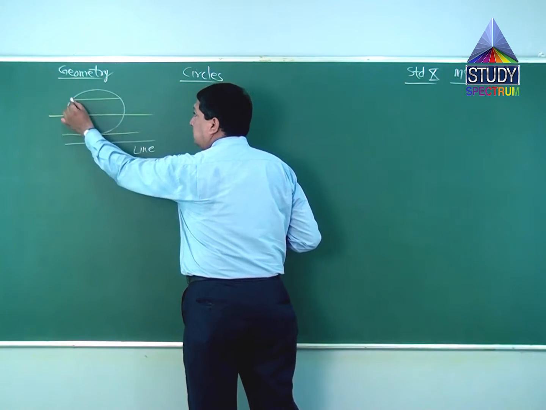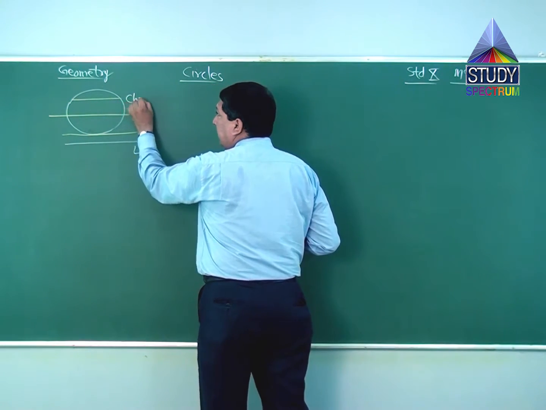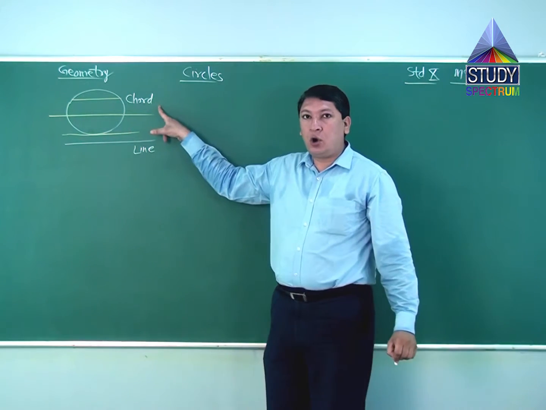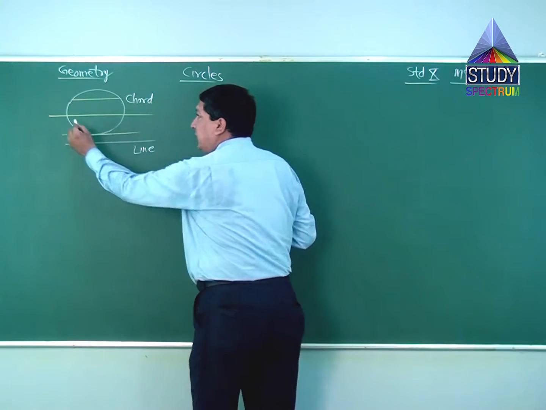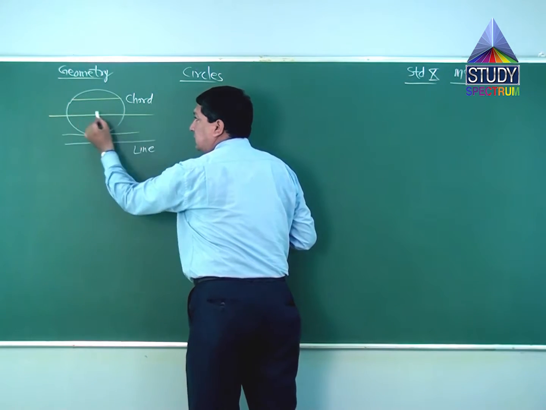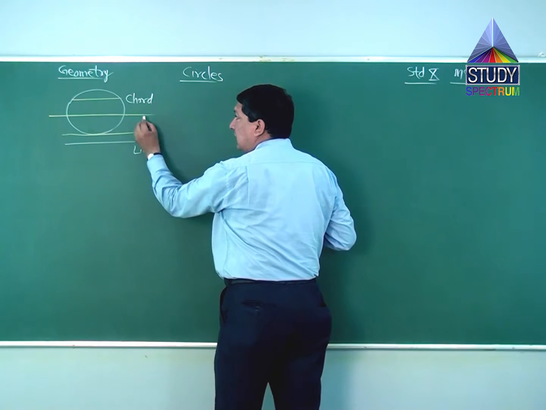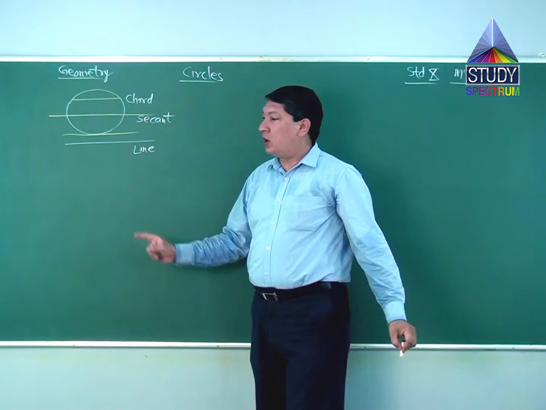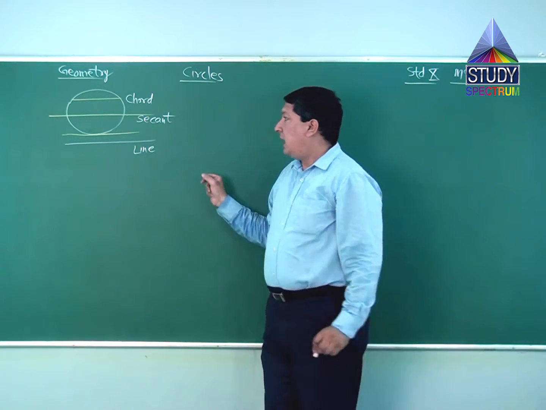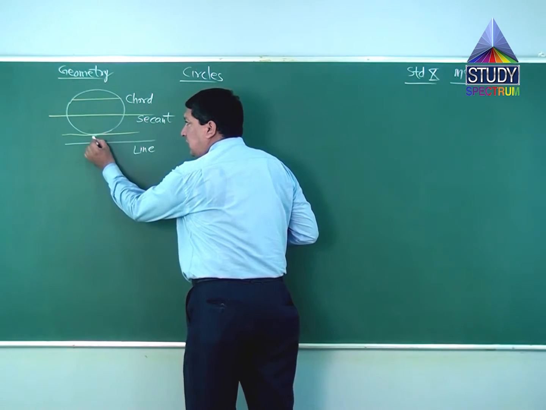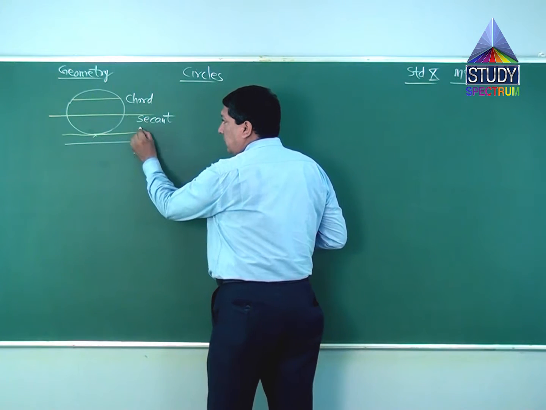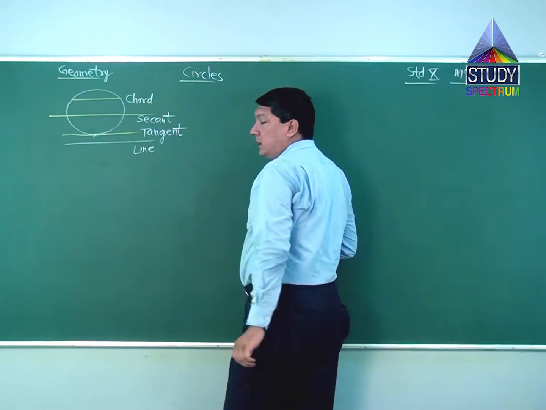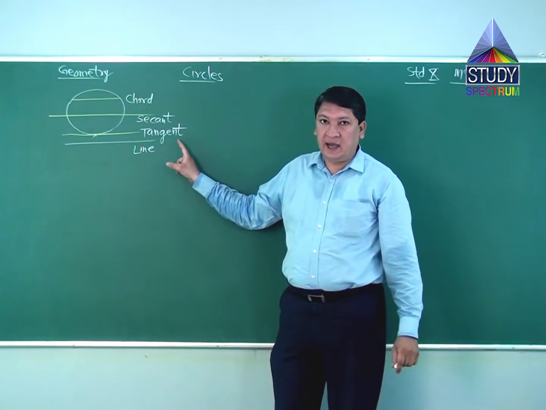This line whose endpoints are on the circle is called a chord. A line which is intersecting the circle in two distinct points, the way we can see now, is called a secant. And a line which is just touching the circle at one point is called a tangent.